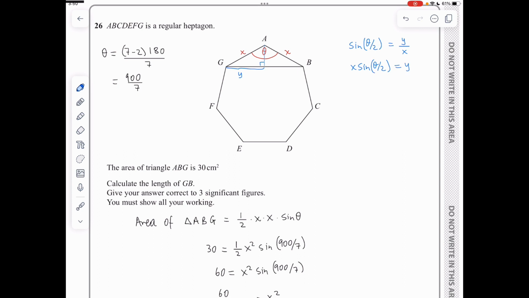Now, due to symmetry, the distance GB is simply twice y, so GB is 2y, which is 2x sine of theta over 2. We have already established that x is the square root of 60 over sine of 900/7, and sine of theta over 2 will be sine of 450/7. We plug everything on the calculator and we get once more 15.8 centimeters for the length of GB.